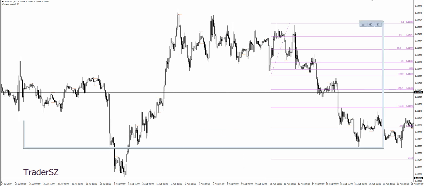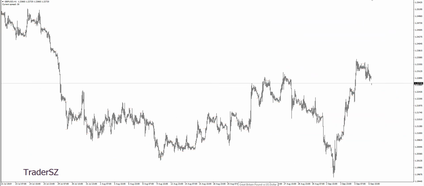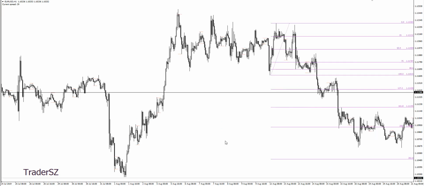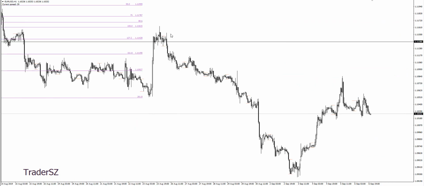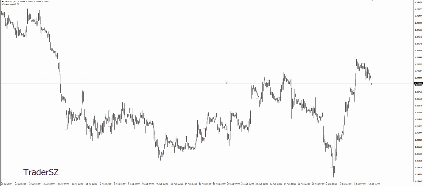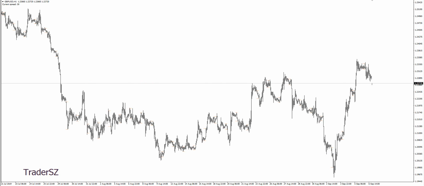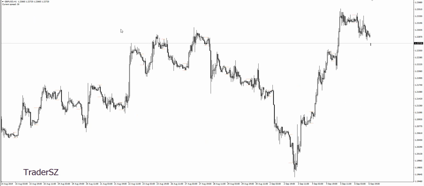Let's look at another example here. Let's take pound dollar, for example. So what do I do in this case? Well, same thing, isn't it? And this is an example I did in a live example, I remember. So that's the low to the high.